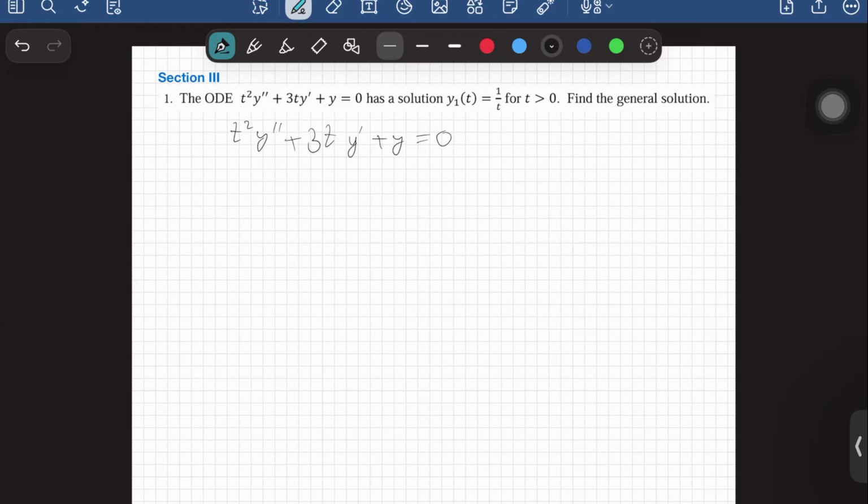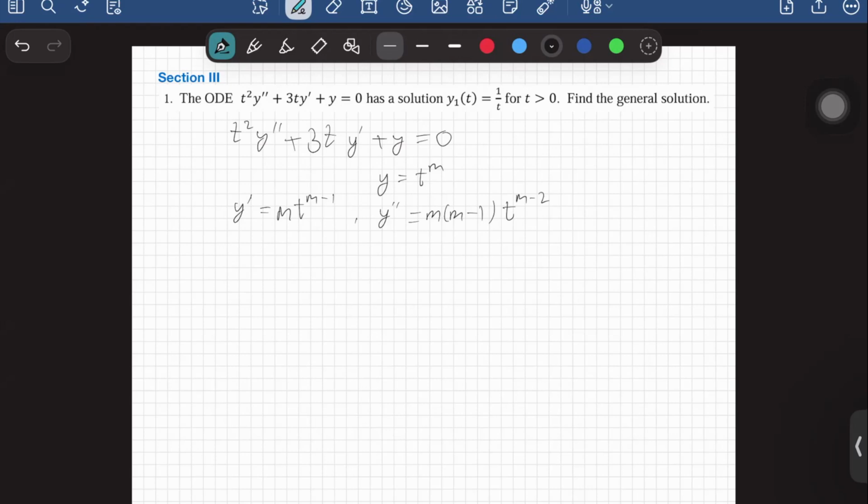So the fastest method is to try a power solution of the form y equals t to the power of m, right? So if we substitute this in, we just have to find y prime, which is m t to the power m minus 1, and y double prime is m times m minus 1 t to the power m minus 2, right?